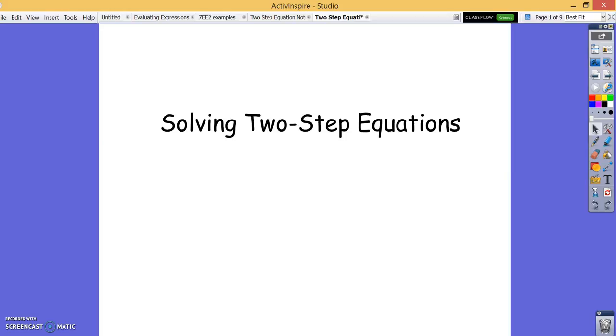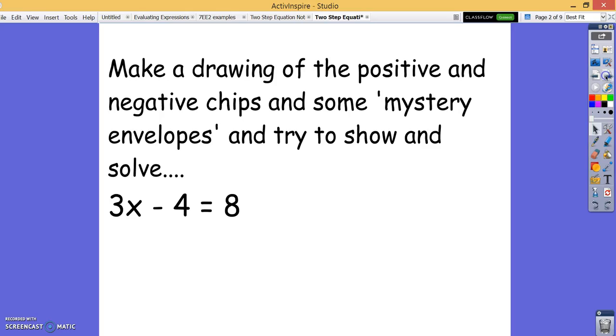Welcome to our lesson on solving two-step equations. Now, if I were to ask you to make a drawing using positive and negative chips and some mystery envelopes to try to show this equation and solve, let's go ahead and read the equation first. It says 3x minus 4 equals 8.